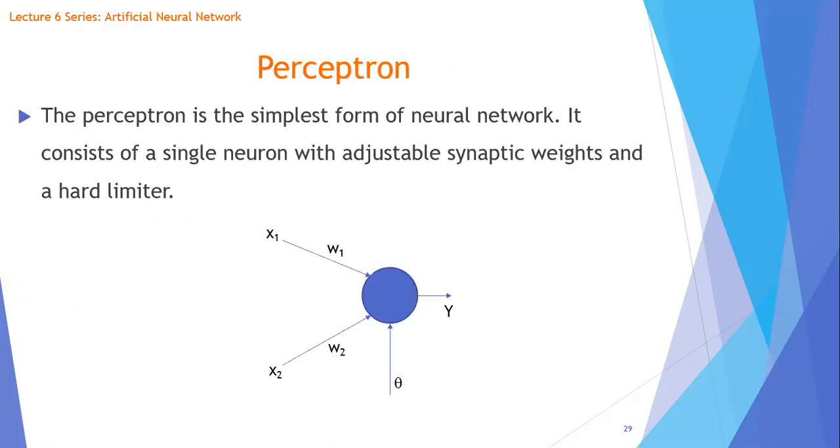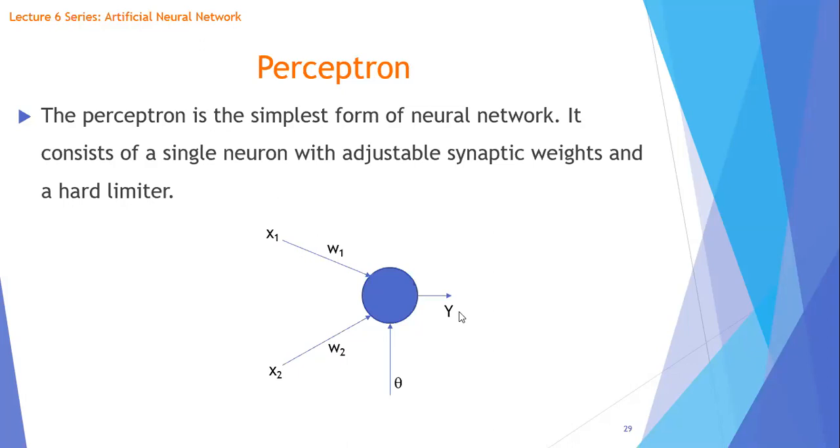Now, next we want to look at the perceptron. The perceptron, like we said, is the simplest form of neural network because it consists of only one neuron. It consists of one neuron with adjustable synaptic weights. So these weights here, W1, W2, are adjustable. In this case, we're showing a perceptron with 2 inputs only, but the number of inputs can be much more. But a perceptron is just one neuron. That is the important definition of a perceptron: one neuron, but the number of inputs can be more.